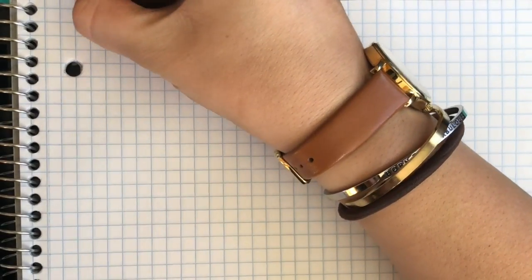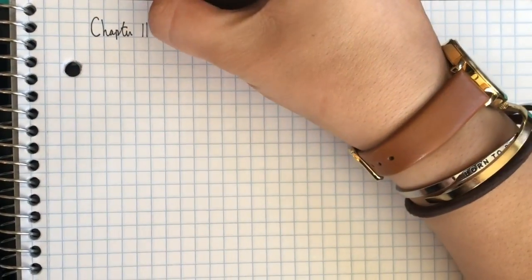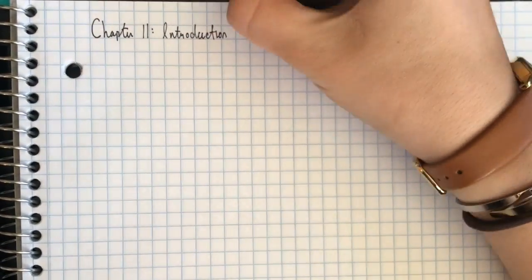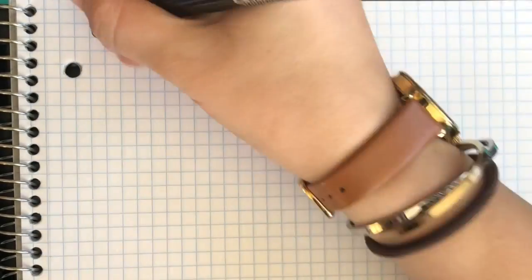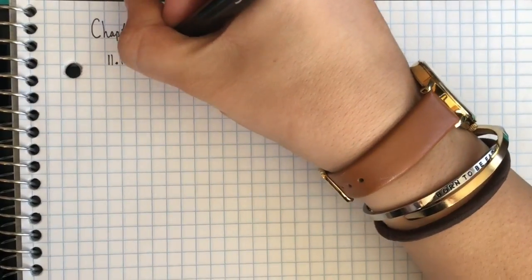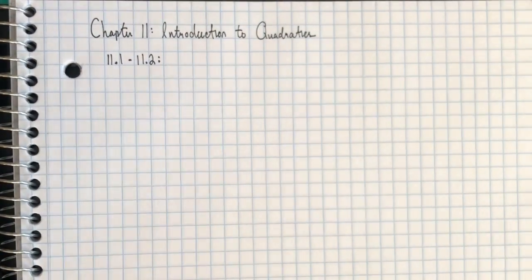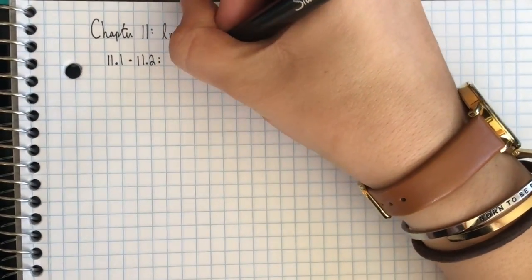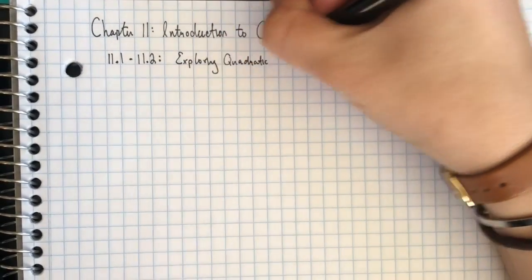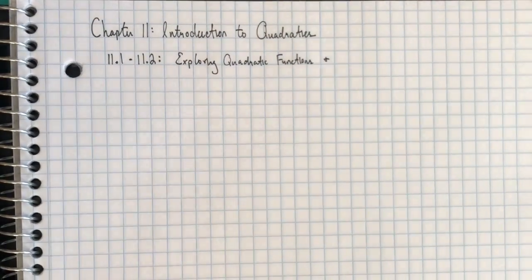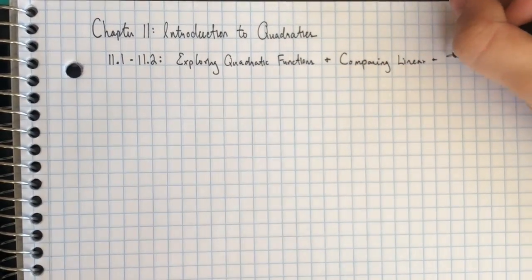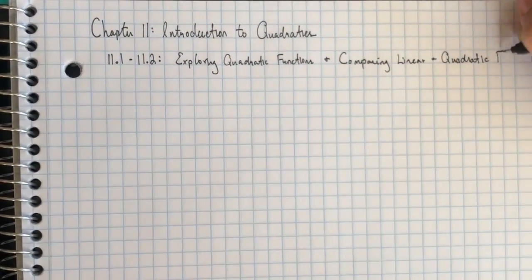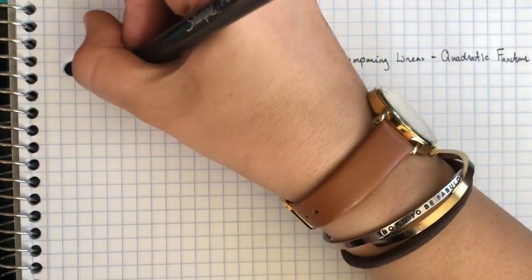Hi everyone, today we're looking at Chapter 11, which covers the introduction to quadratic equations. So we have looked at linear equations as well as exponential equations. Quadratic equations are almost like a mirror image of an exponential equation. They go on to infinity in both directions as opposed to just one direction, and they typically look like a U or an upside down U.